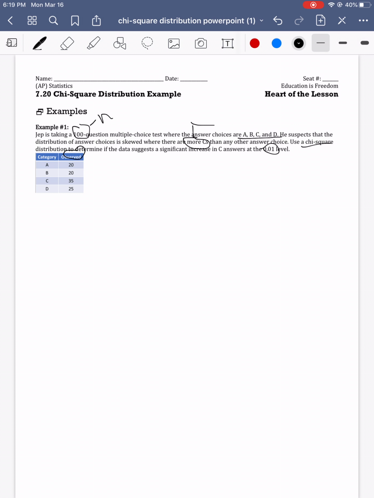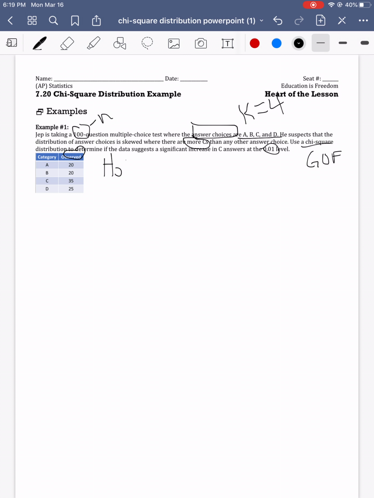And then I'm looking at a category here, answer choices. And specifically, there are 4 categories. So I'm going to let k equal 4. We have A, B, C, and D. So once I've decided that, yes, this is chi-square, specifically this is going to be the goodness of fit, since we're only dealing with one type of category, answer choices, we're going to go ahead and create our hypotheses.